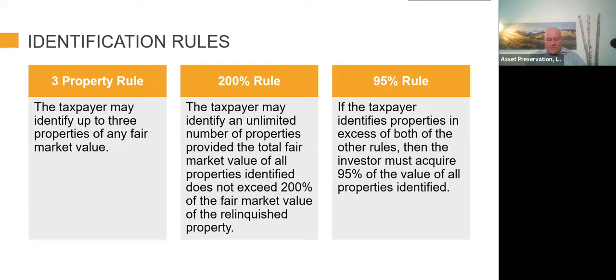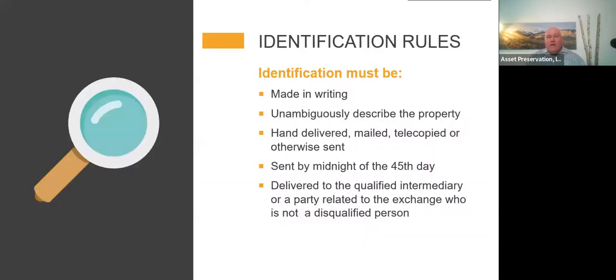And then the final one there is what's called the 95% rule. Rarely is this used. This is where somebody identifies more than 3 and more than 200%. They must actually close on 95% of the value of the property identified. Think of it this way: if you're going to use that one, you essentially have to buy everything you've identified from a practical perspective.